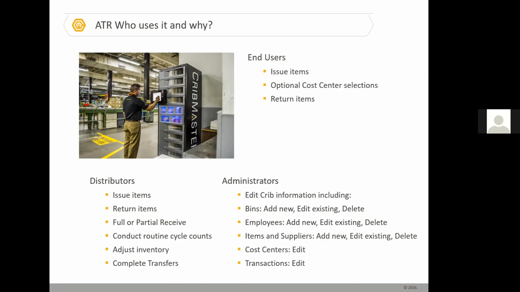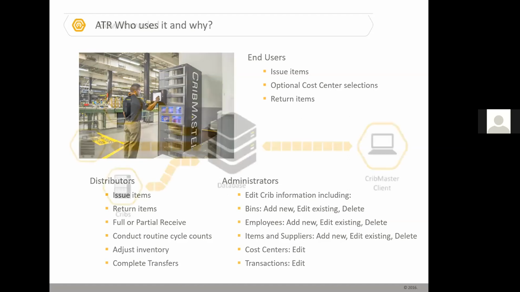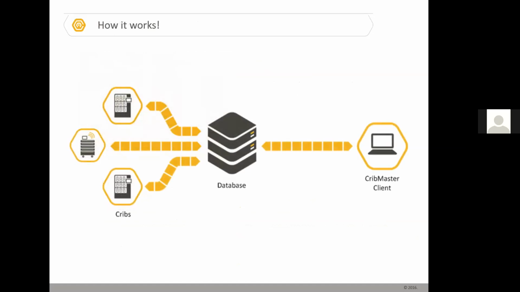Administrators, as I said, are always managing data and keeping the flow running. So how does the ATR work? The ATR has a direct connection to the CribMaster client and the CribMaster database, which are on the same network. The customer might have subsidiaries in the same location or building, with different machines here and there, but these machines, the ATR, need the internet connection to upload and download data directly in real time from the database.